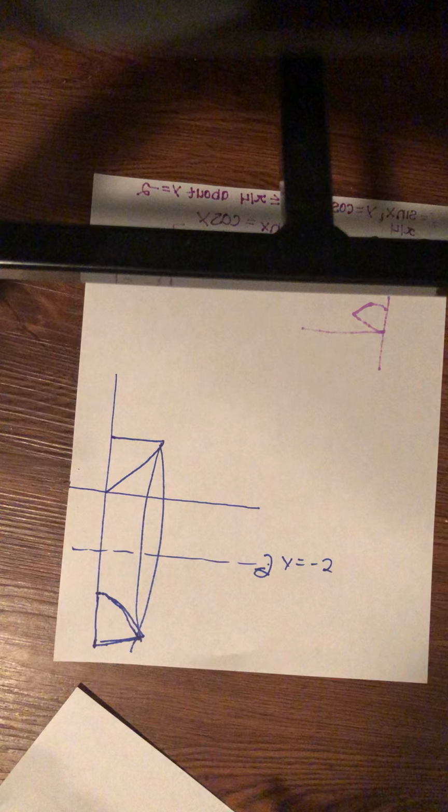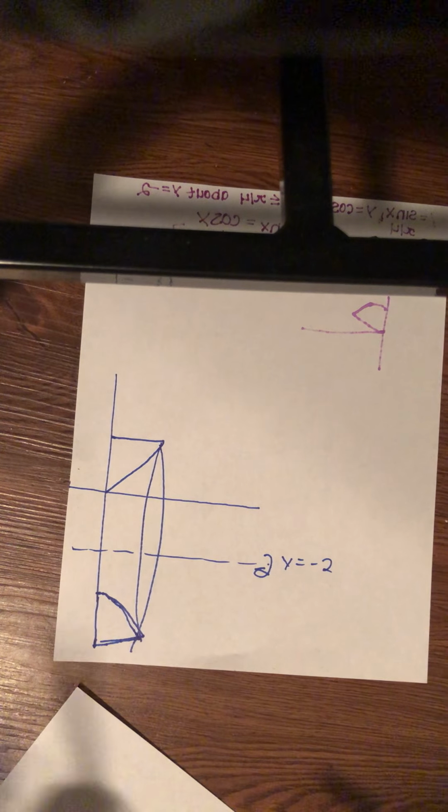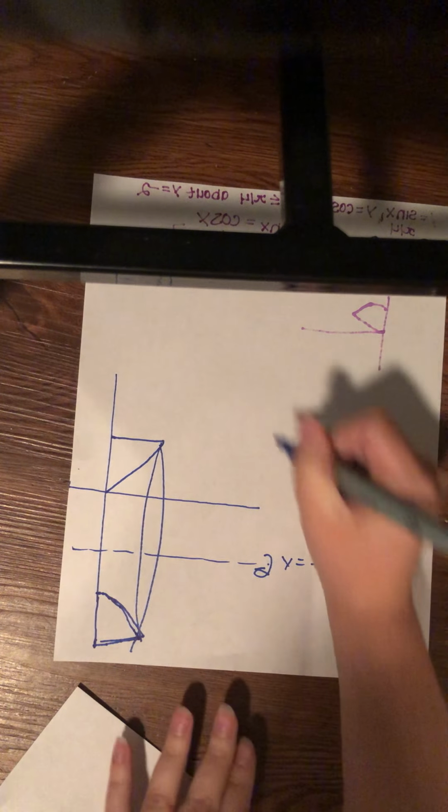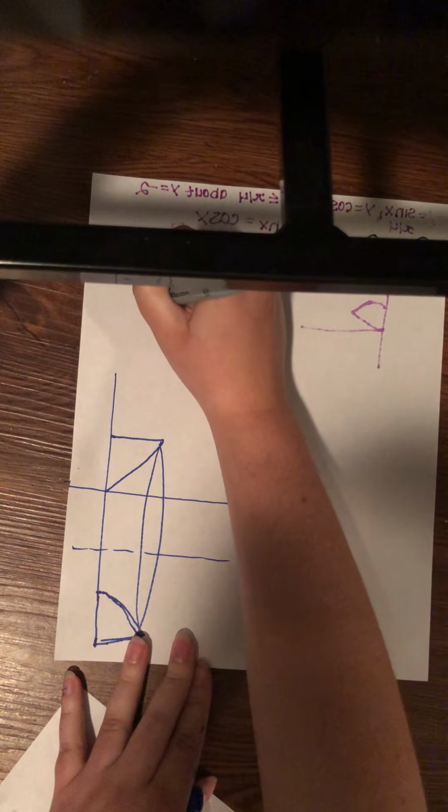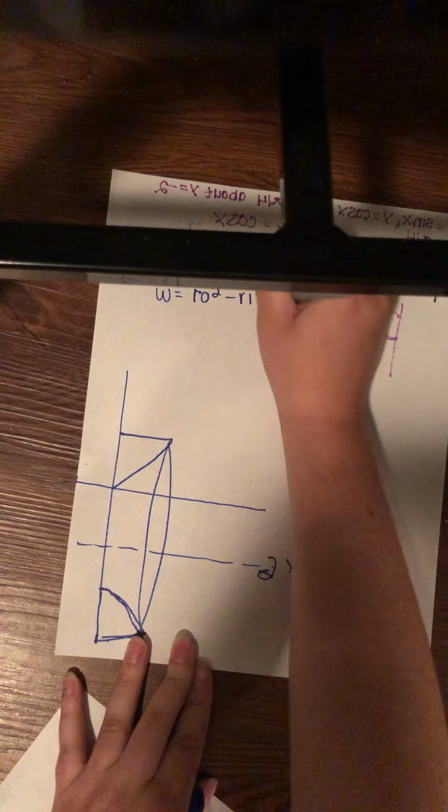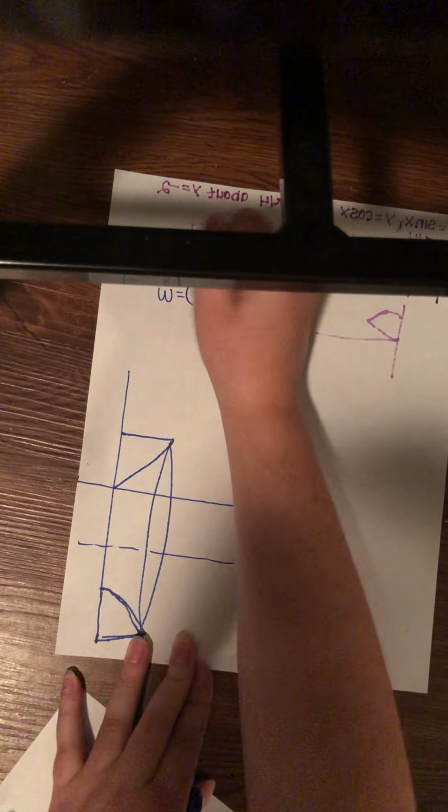So as you can see, this was our diagram that we had just drew. And I'm going to use the washer method. So the washer method equals pi integrated of outer radius squared minus inner radius squared.